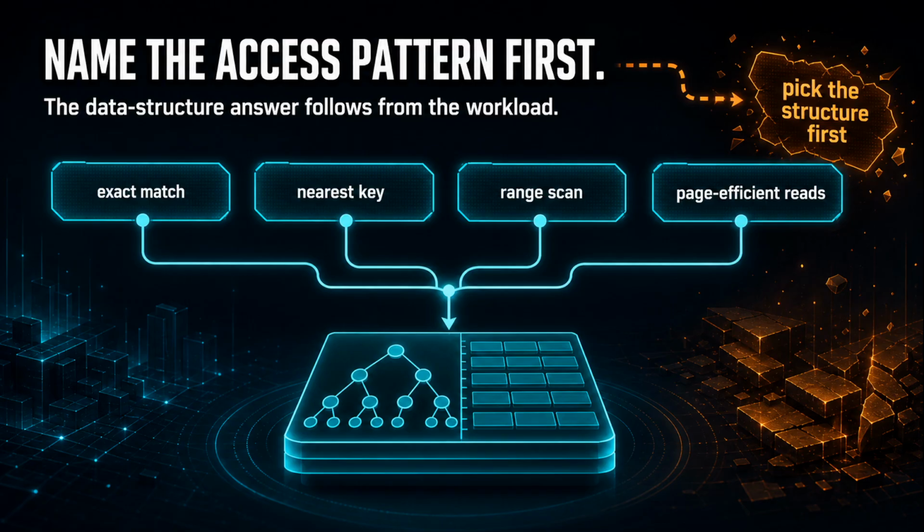Yes, ask what the workload needs. Exact match, nearest key, range scan, or page-efficient reads. Imagine a support queue. The useful query asks for the next ticket due. A single exact ticket ID does not help much. The data structure answer follows from that. That gives the checklist some teeth. Name the access pattern first, then pick the structure.